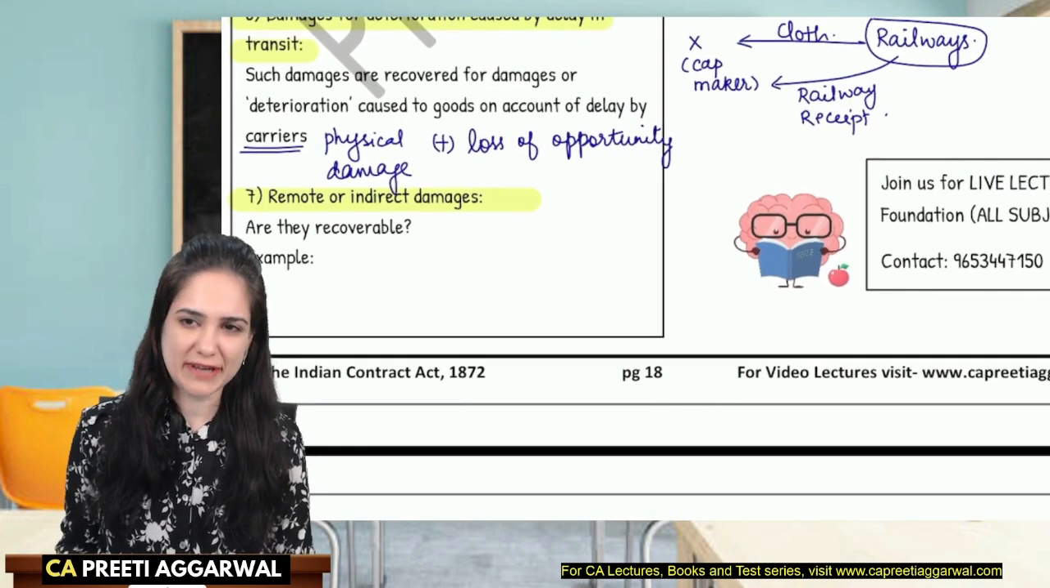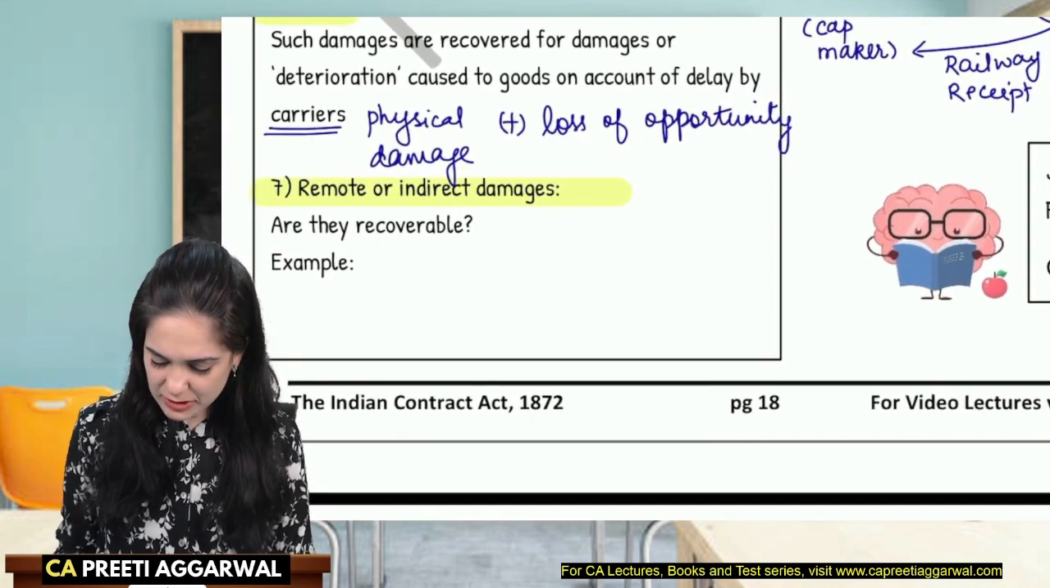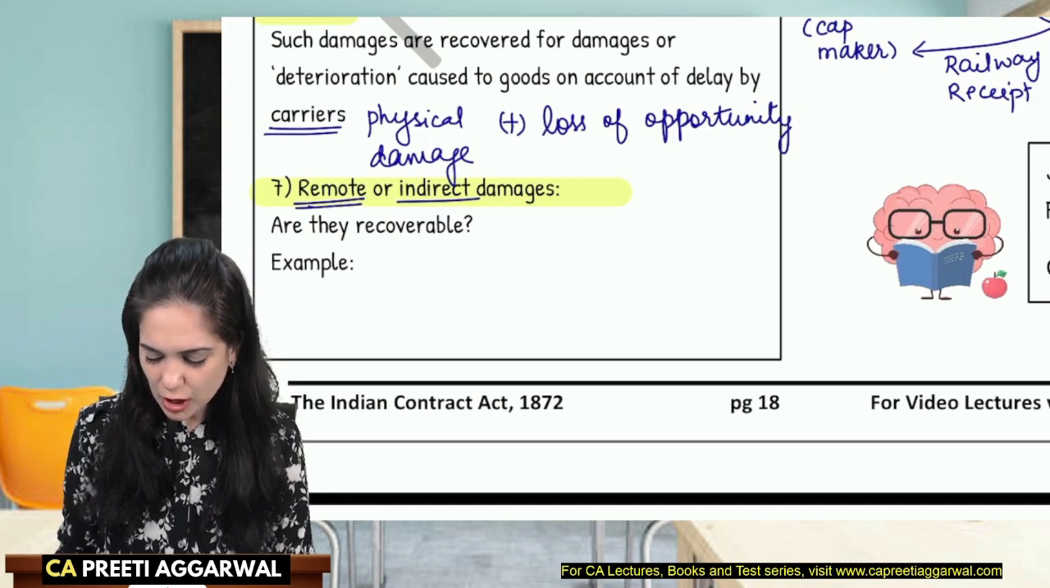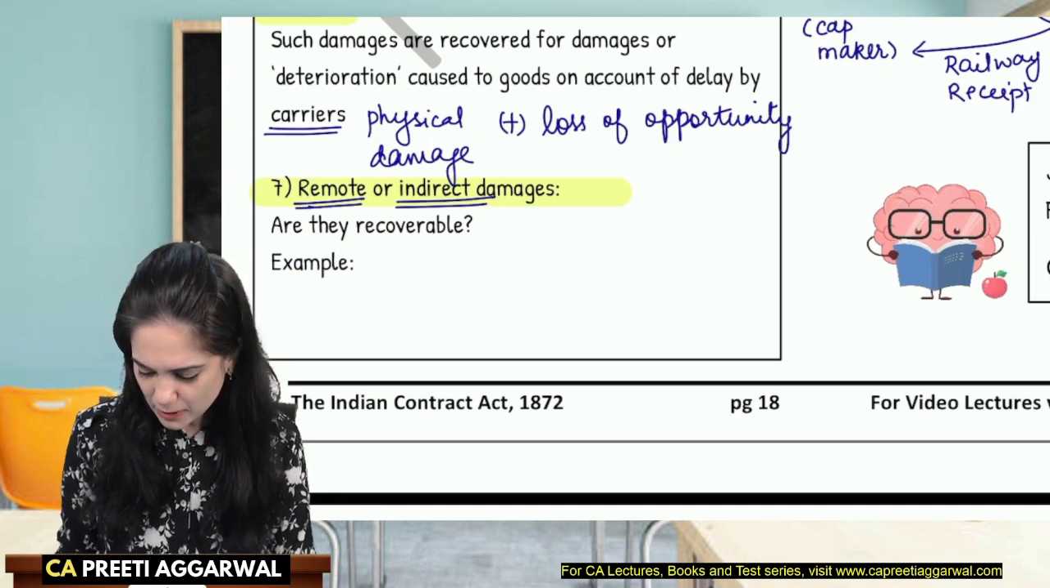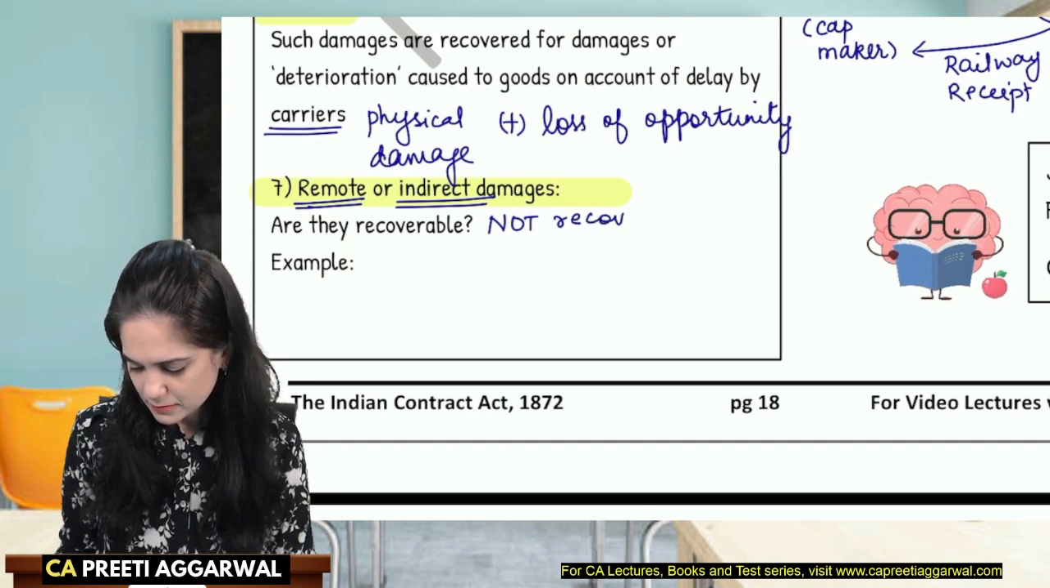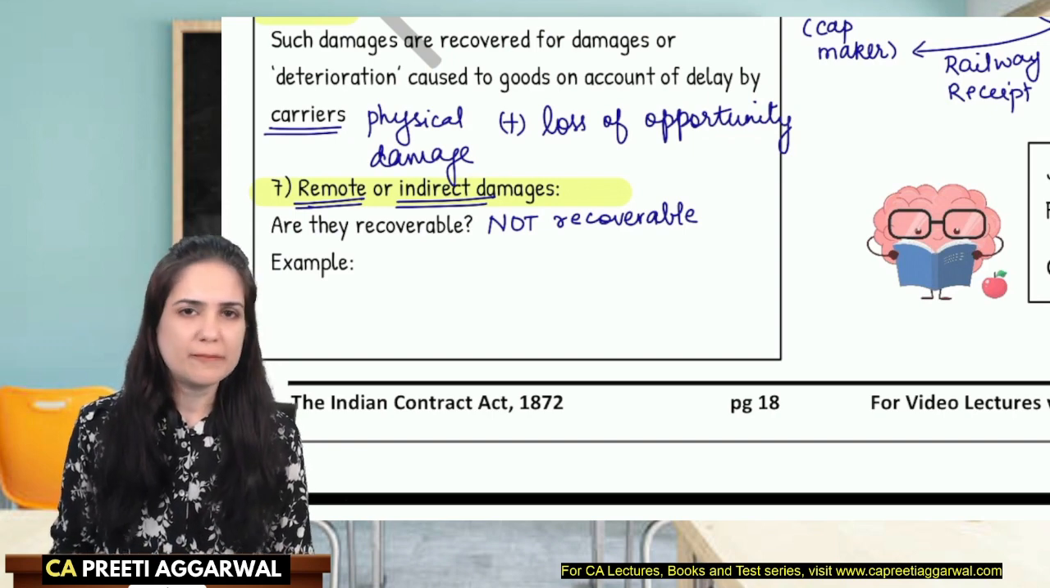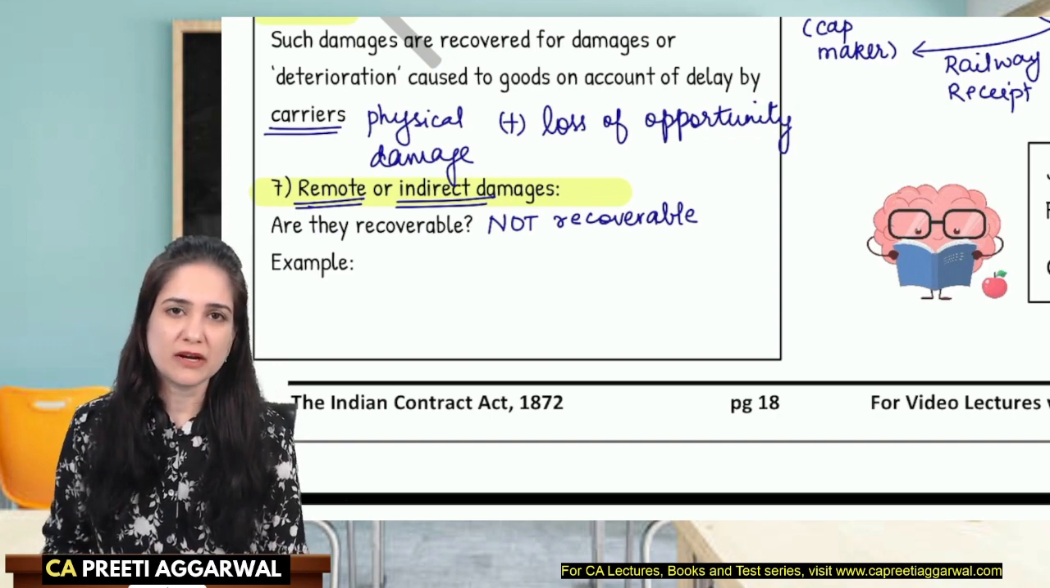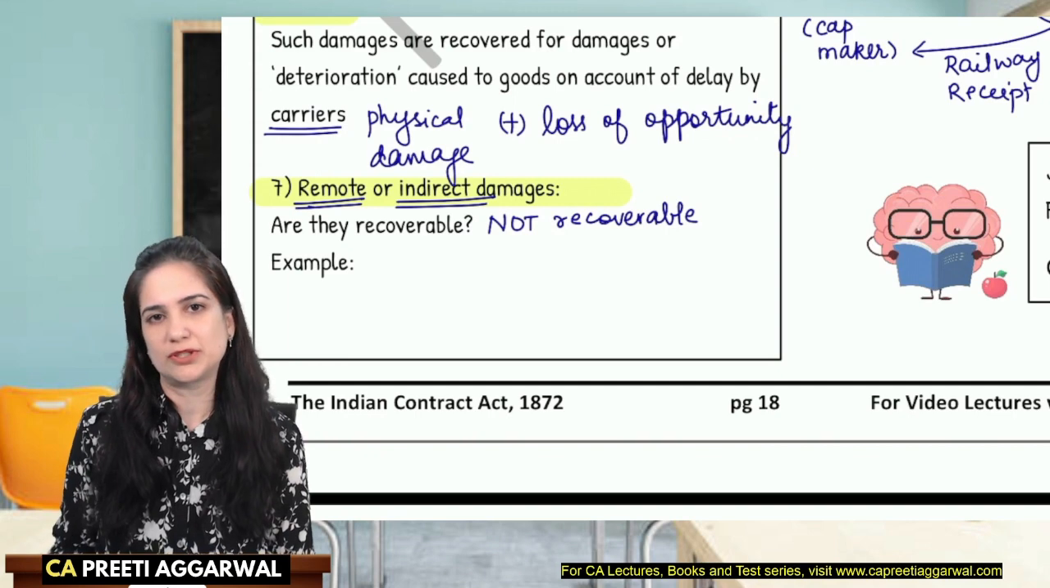Remote or indirect damages. Okay, remote damages are those damages which are generally not recoverable. Why? Because they are not because of breach of contract. They are not as a result of breach.